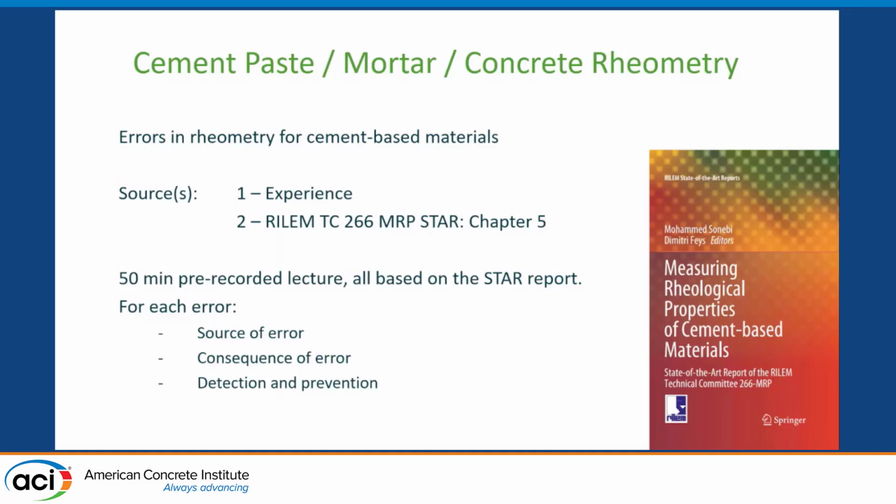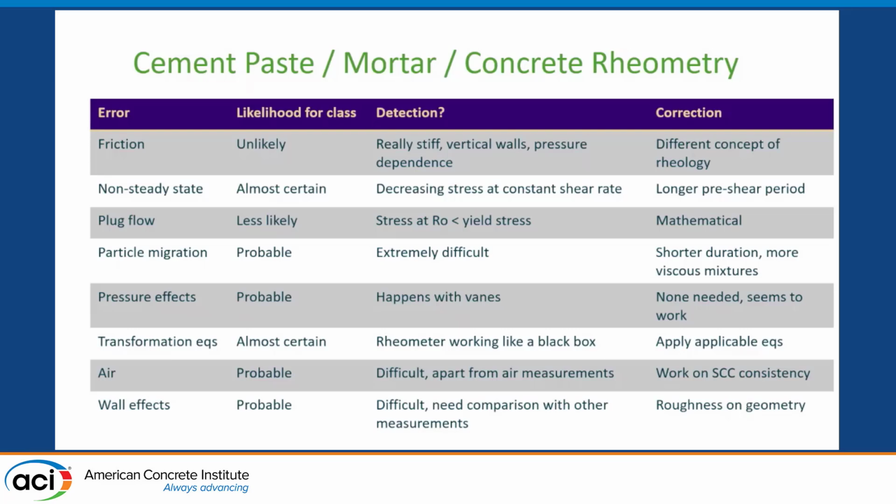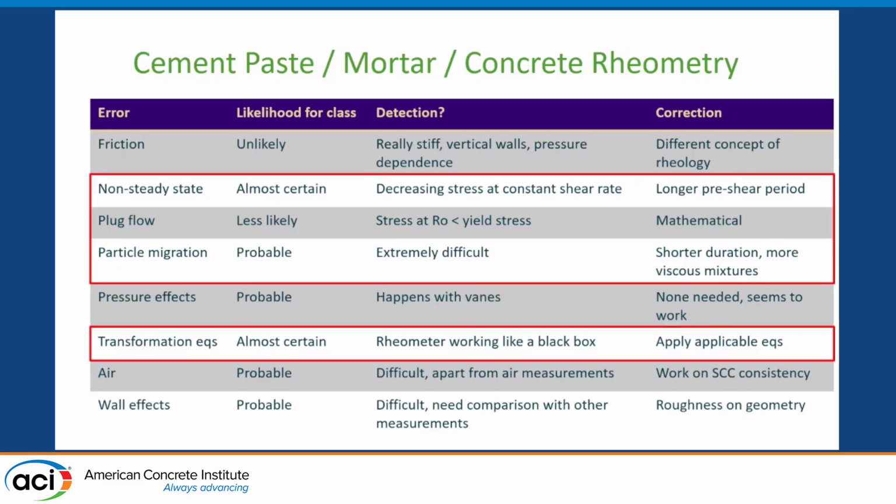It says what's the source of the error, what's the consequence, and how can we, if possible, detect and prevent it. And this is more or less a summary table we have in here. And again, I'm not going to look too much into detail on all of these. But I want my students to especially get the 4 in the red boxes. Right? There's some easy ones. Likelihood for the class to happen, yes or no. Right? How do we detect it and what's the correction?